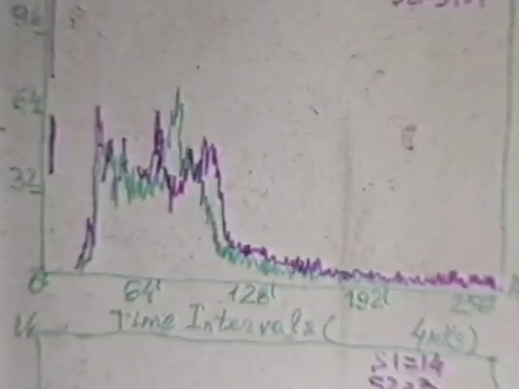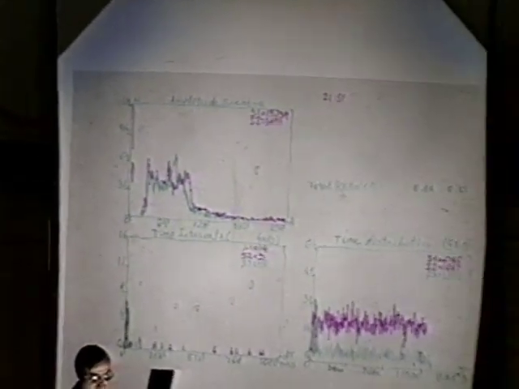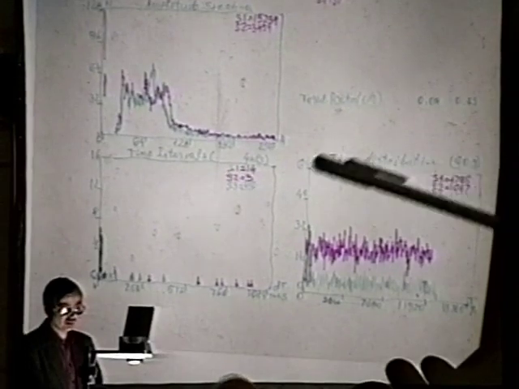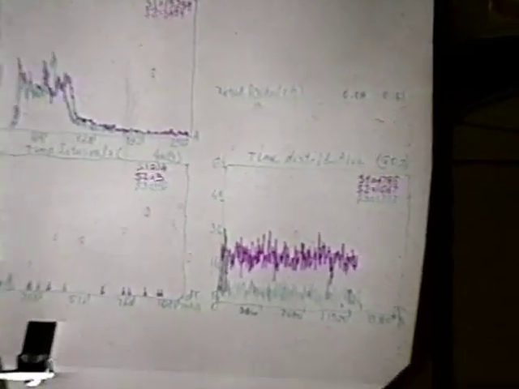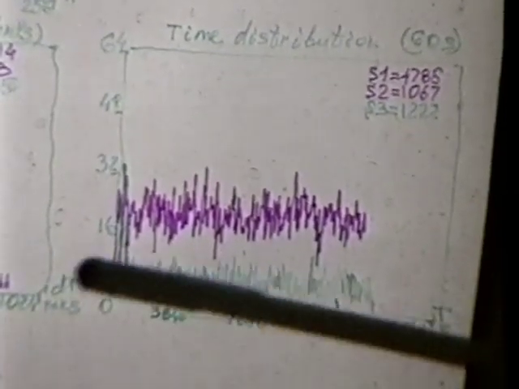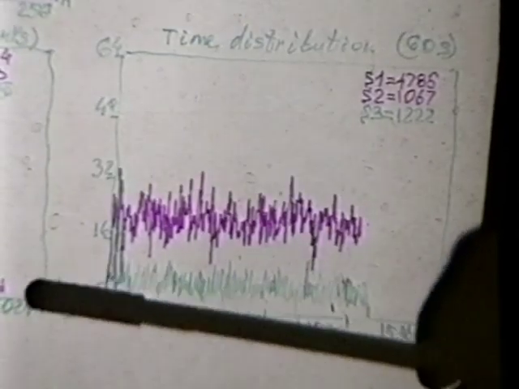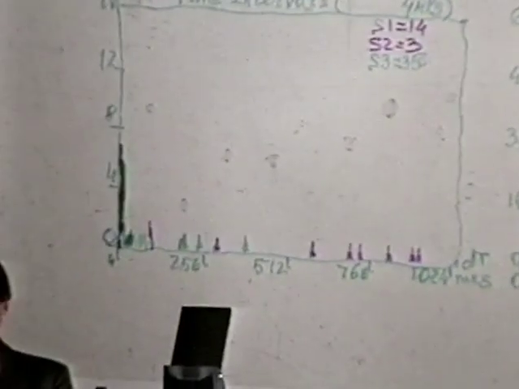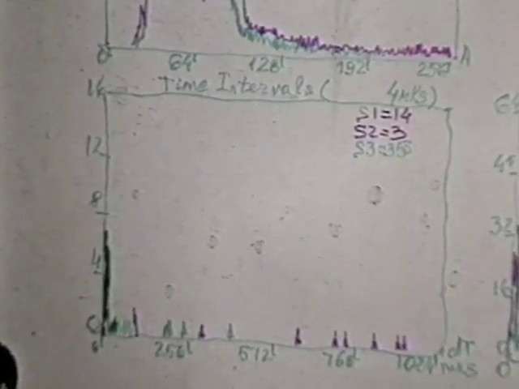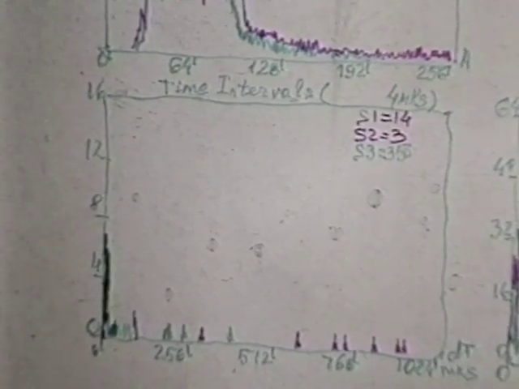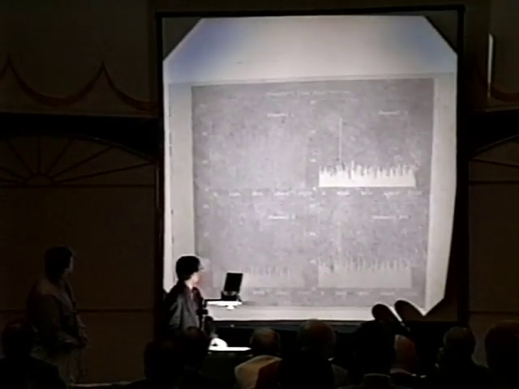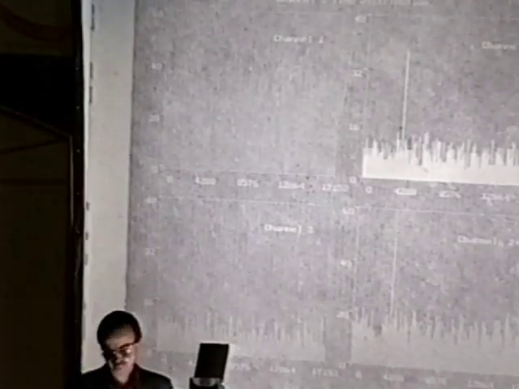Our equipment allowed us to register simultaneously the amplitude spectrum, then the time distribution of neutron events. Each time we also measured the time distribution of two consecutive registered neutron pulses. In experiments where excess heat production was observed using deuterium, neutron signals were detected.